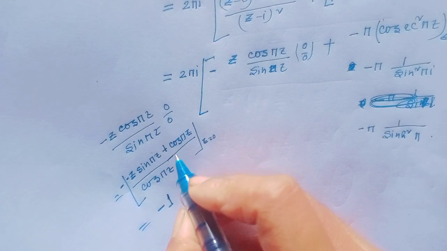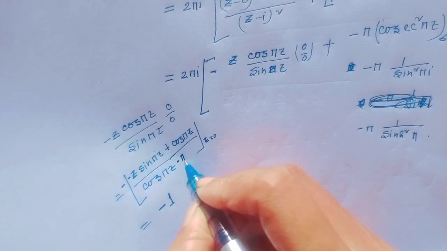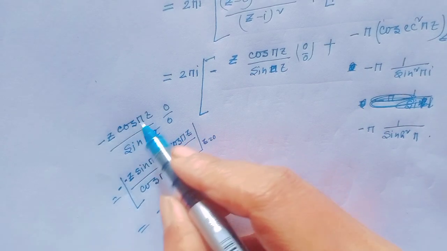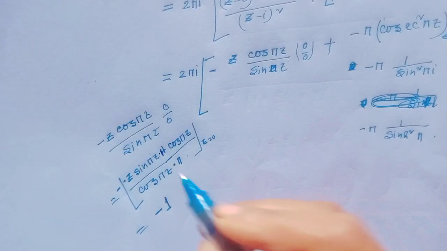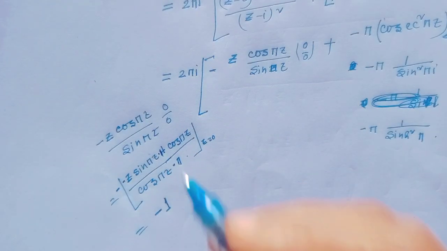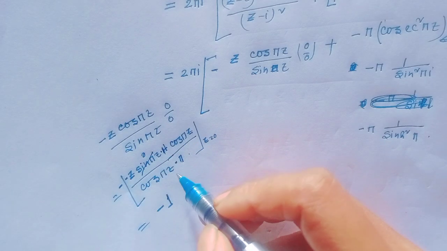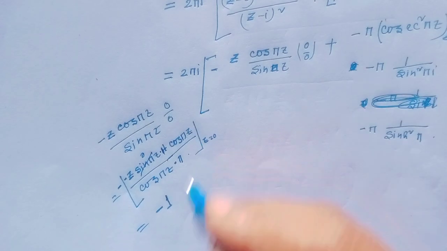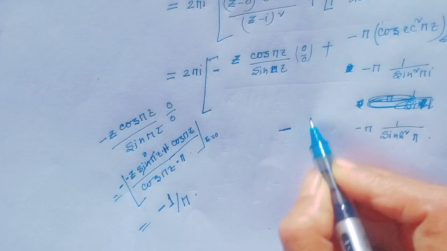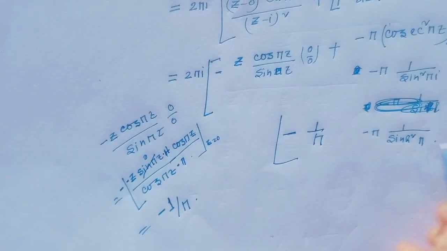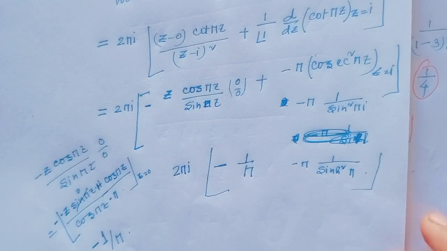Here I have done one thing wrong. Here the derivative of sin pi z is cos pi z times pi, and the derivative of cos pi z is minus sin pi z times pi. So this value is 0 and this value is 1, and this value would be minus 1 over pi. That means this value is minus 1 over pi, minus this part, and here 2 pi i. I hope all my viewers have understood.